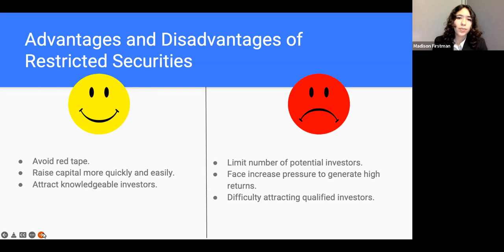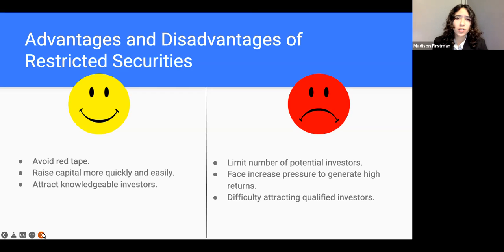Now, let's talk about the advantages and disadvantages of restricted securities. Why would a firm choose to issue restricted securities as opposed to an IPO? Well, with restricted securities, you avoid so much red tape. Issuing an IPO is an incredibly complex and complicated process. It's time consuming, but issuing restricted securities is quicker, it's easier, and firms tend to attract more knowledgeable investors who can support the business a little better down the line.